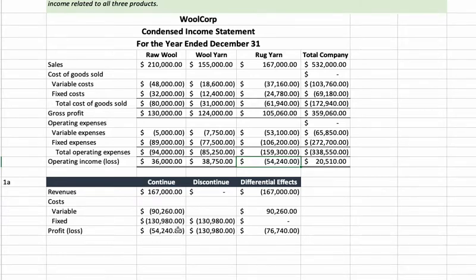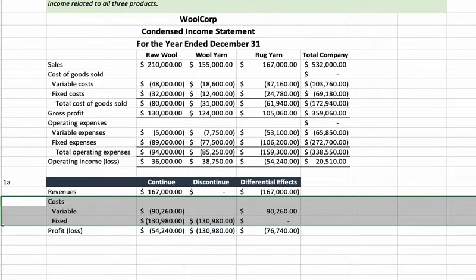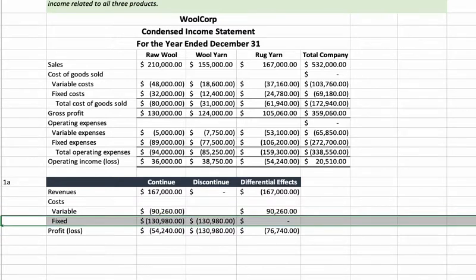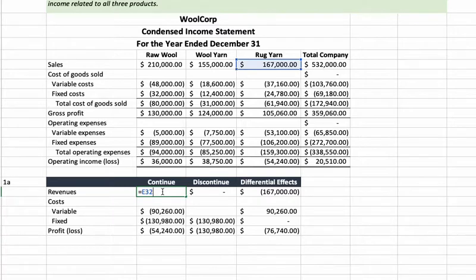All right, so you can see that I've already laid this out. What I wanted to focus on was the revenues that are changing. And I also wanted to focus on any costs, and it's broken up in this analysis as variable cost and fixed costs. And then I want to see what my profit or loss is based on just those 3 things. So we go ahead and pull in our rug yarn. I just reference the sales to pull in the revenue. I know that if I discontinue the rug yarn, I have 0 revenue coming in. So my differential effect is that my revenues will decrease by $167,000.